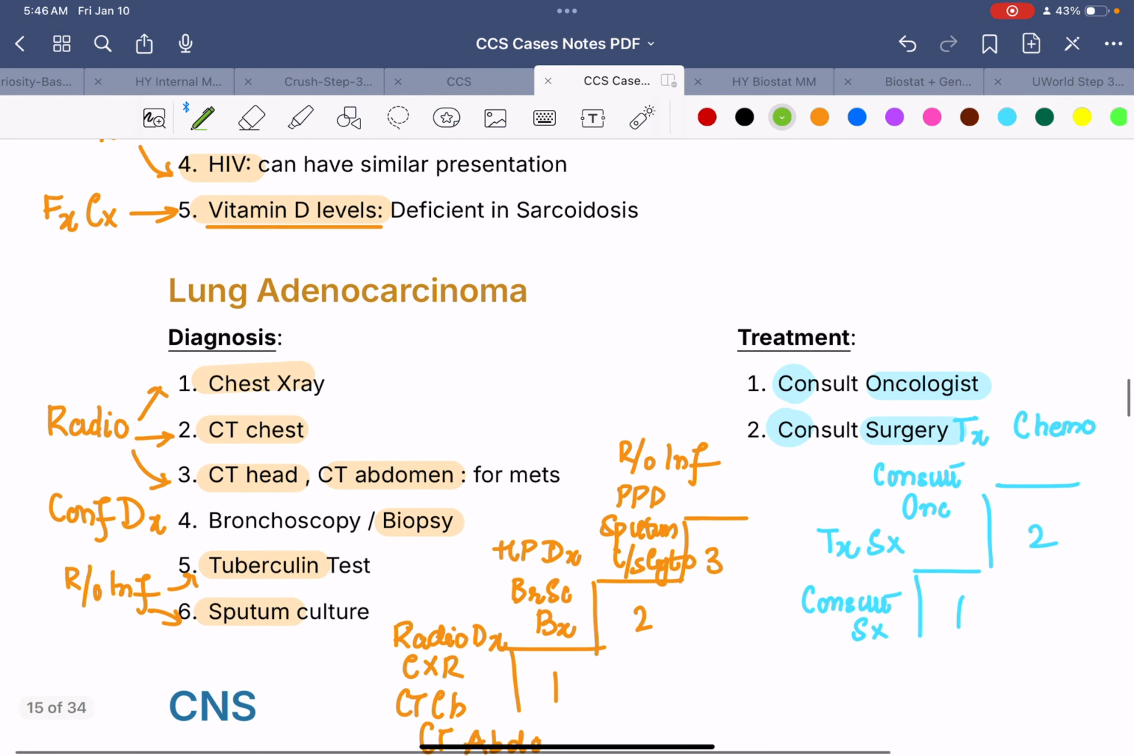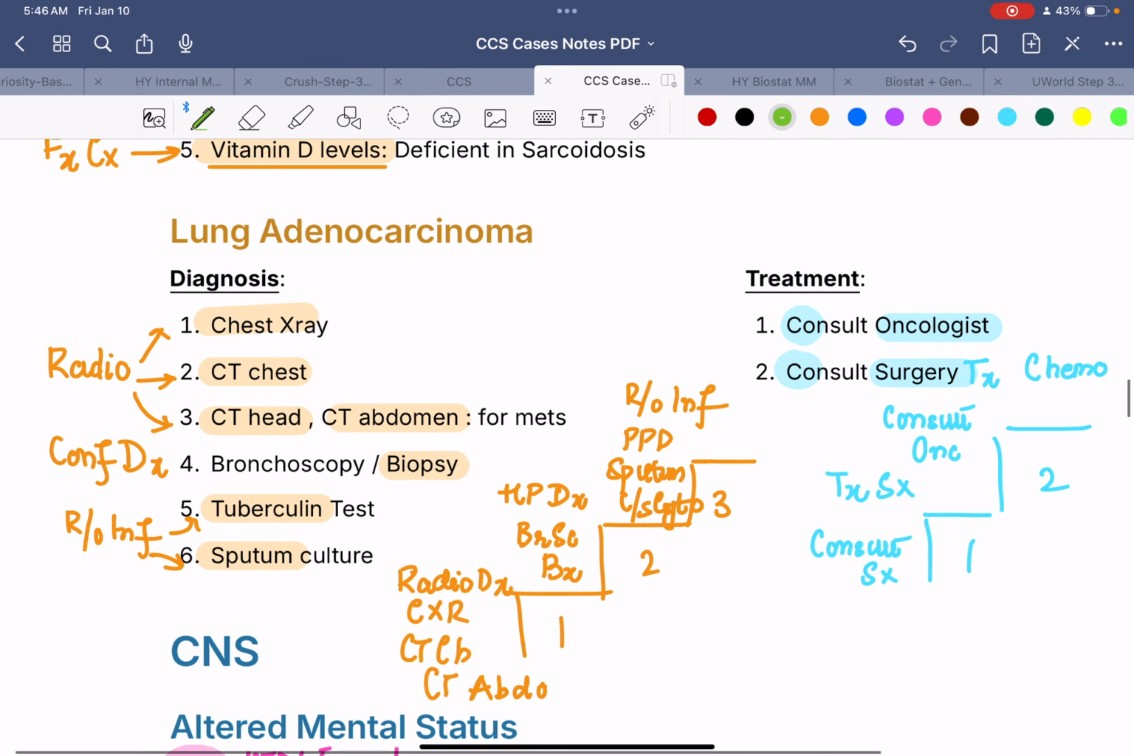Lung adenocarcinoma. The goals of diagnosis for lung adenocarcinoma are 3. First of all, we want to establish a radiological diagnosis. Then we want to establish a histopathological diagnosis. And then we want to rule out certain infections.